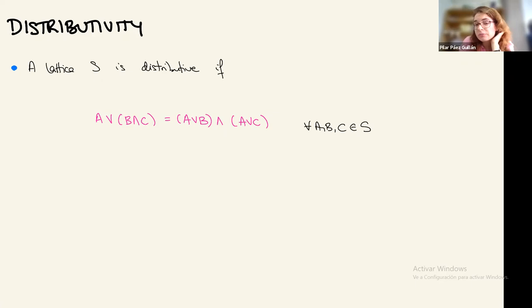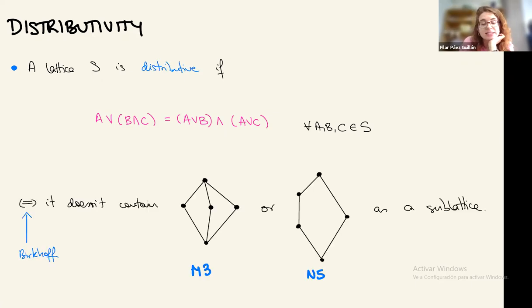This is a definition, but there is this nice characterization by Birkhoff, which says that a lattice is distributive if and only if it doesn't contain these two lattices as a sublattice. This one is called the diamond, or M3, and this one is called the pentagon, or N5.